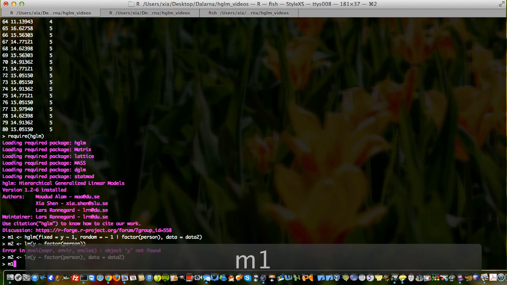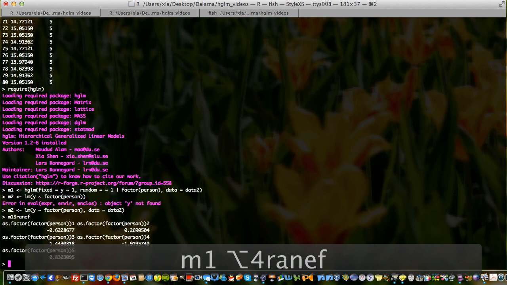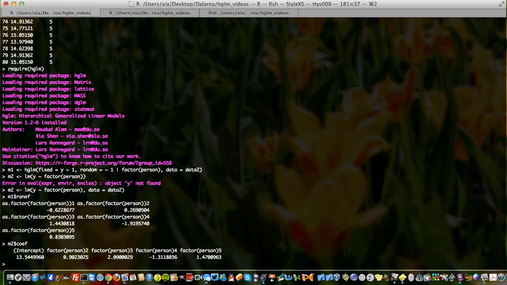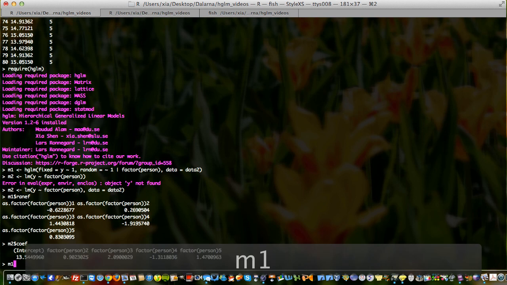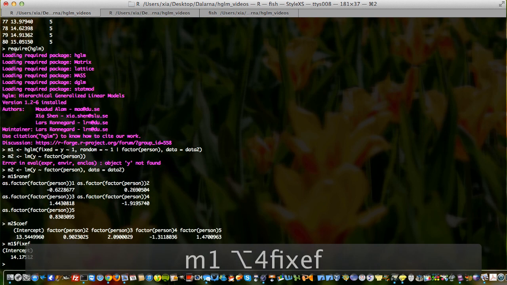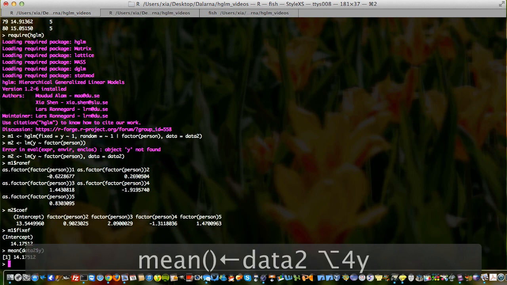So now from the random effect model, we have the random effect estimate like this. From the fixed effect model, we can extract the coefficient estimate like this. But these two sets of five values are not really comparable because, as I mentioned last time, in the fixed effect model, the intercept is actually the reference person, in this case person 1, the mean of person 1. Then we have the remaining 4 persons' deviation compared to the first person. In the random effect estimate from the mixed model, we have the person effects all as the deviation from the overall mean. The overall mean from the random effect model is 14.17, and the overall mean of data2$y is also the same value, right?